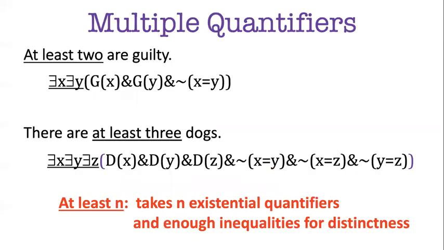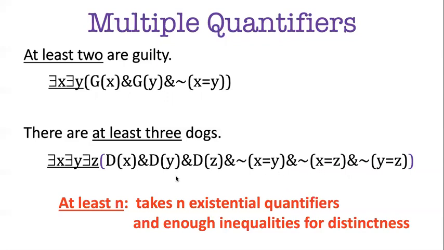There's a general lesson here, which is when we're trying to translate "at least n" for any number of people or any number of things having some property, you just need n existential quantifiers. So I'm going to call this last thing here the distinctness clause, which says the X and the Y are distinct from each other. Of course, if I'm saying there are three dogs, I need to make sure all three of them are distinct from each other.